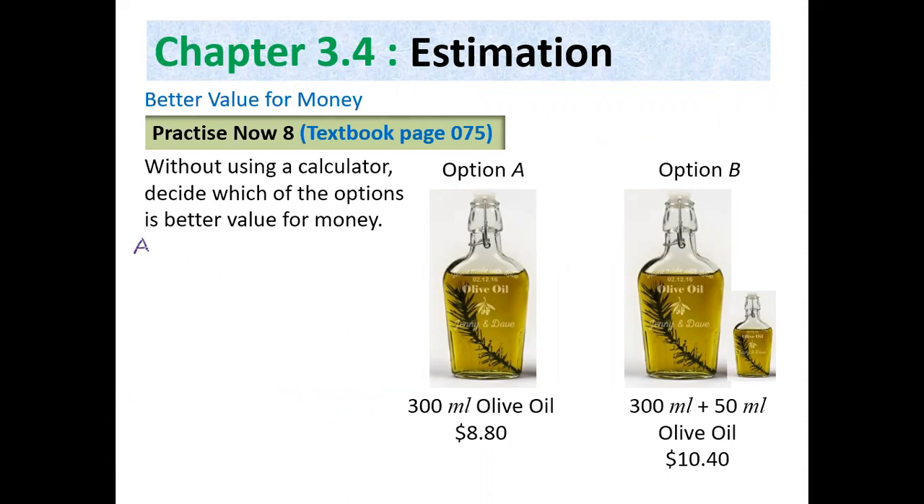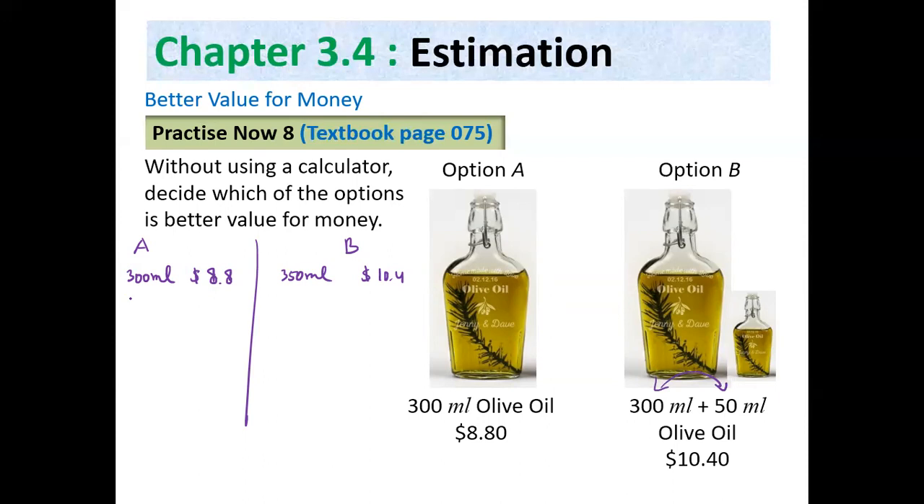So we have two bottles, option A and option B. Option A consists of only one bottle, so 300 milliliter is approximately $8.8, and option B will be 350 milliliter, right? Because you increase the number by 50, the package becomes $10.4. So how do you estimate which one has the better value for money? Which one is cheaper? As simple as this.